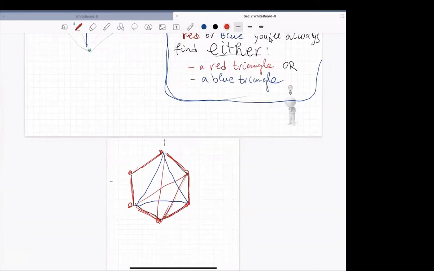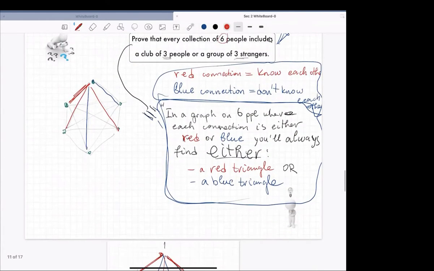So here I have both a red triangle and a blue triangle. But it's possible that I have a blue triangle, but not the red one, or the red and not the blue. So that's exactly what we're trying to prove. So no matter how I color these edges, I'm guaranteed to have either a blue triangle or a red one.